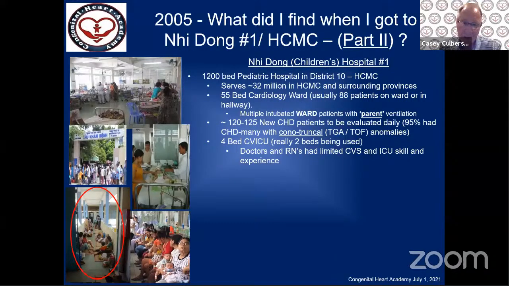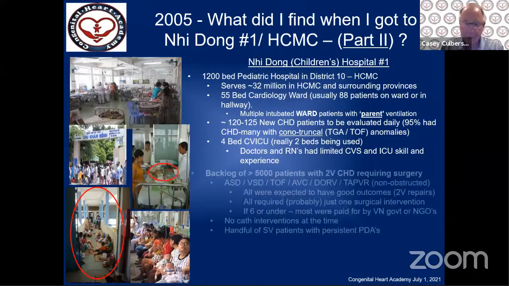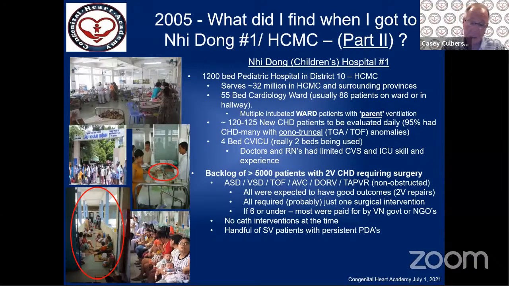At the time, they had a 4-bed ICU, but really 2 beds being used. And this is what parent ventilation looks like right there. So what we found was a backlog of over 5,000 patients with 2 ventricles requiring surgery. It was the usual suspects, primarily ASDs, VSDs, and TETs. All were expected to have a good outcome, all required probably just 1 intervention, and most of them were going to be paid for by the Vietnamese government or the NGOs.